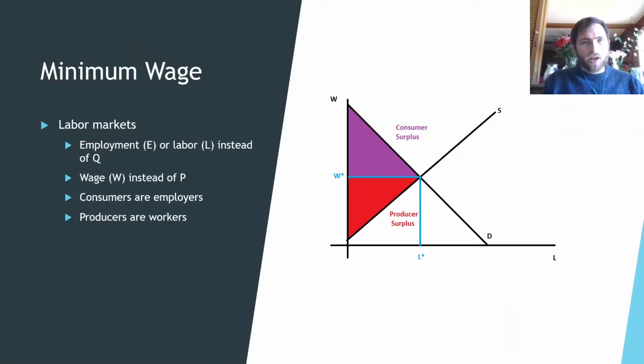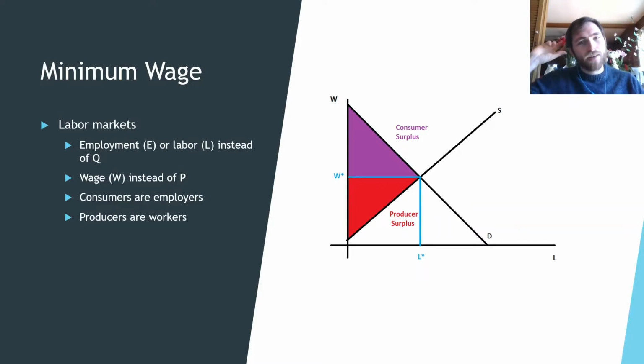So moving on to just chat about minimum wage a bit. Minimum wages are happening in labor markets, right? So the big difference there is instead of quantity, we have employment or labor. So we replace our Q with an E or an L. And instead of a price, we have a wage rate.